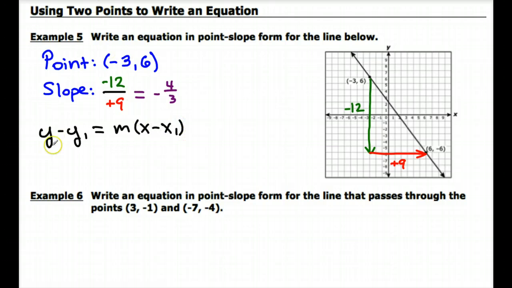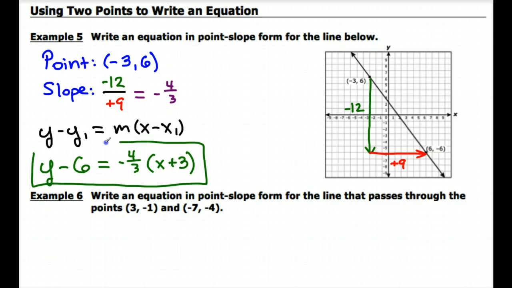So it will become y minus, and the y coordinate that we're using is a positive 6. So it'll be a minus 6 equals negative 4/3 times the quantity x. Since we have a negative 3 up here, it will be a plus 3 here. So y minus 6 equals negative 4/3 times the quantity x plus 3.